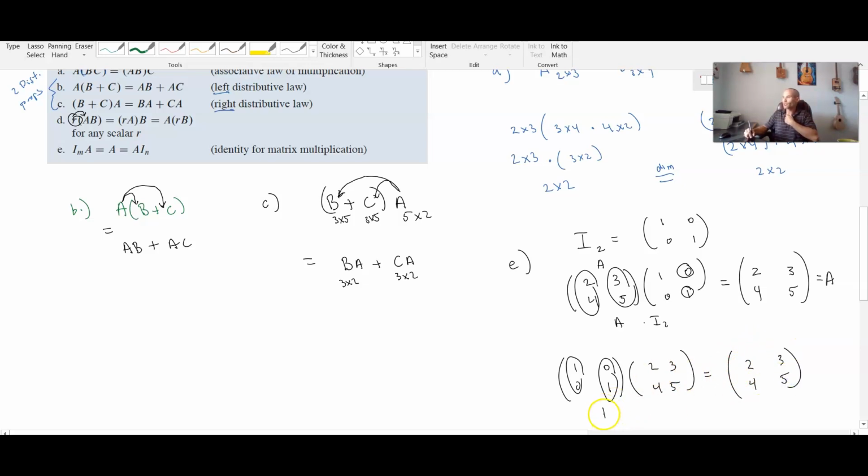And this is the one exception to where you can switch the order of two matrices and guarantee that the result will still be the same thing.